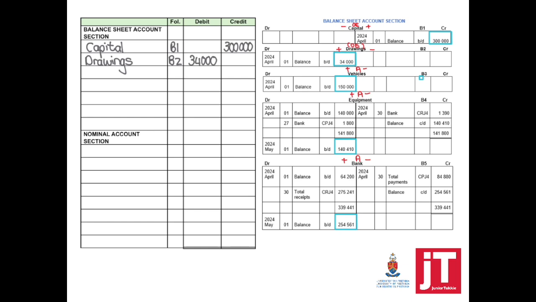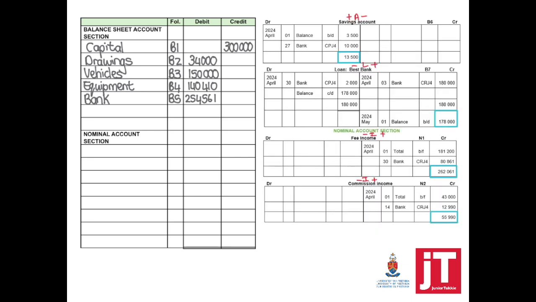Then we move on to our assets. All assets will appear on the debit side. And then we move on to our liabilities. Liabilities appear on the credit side. Please, a common mistake, learners tend to total that and then they move on to the nominal account section. Do not total anything. Once you've taken all the balances, your new balances at the end of the month, which is the opening balances in the new month, to the trial balance, now we're going to move on to the nominal account section.